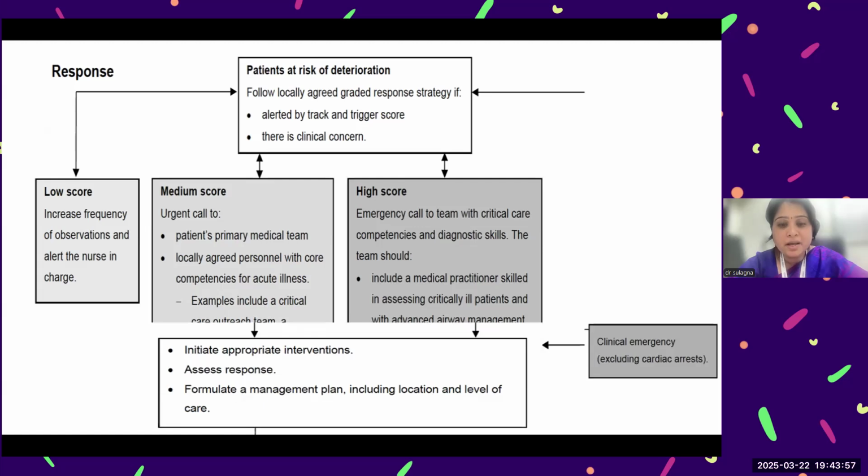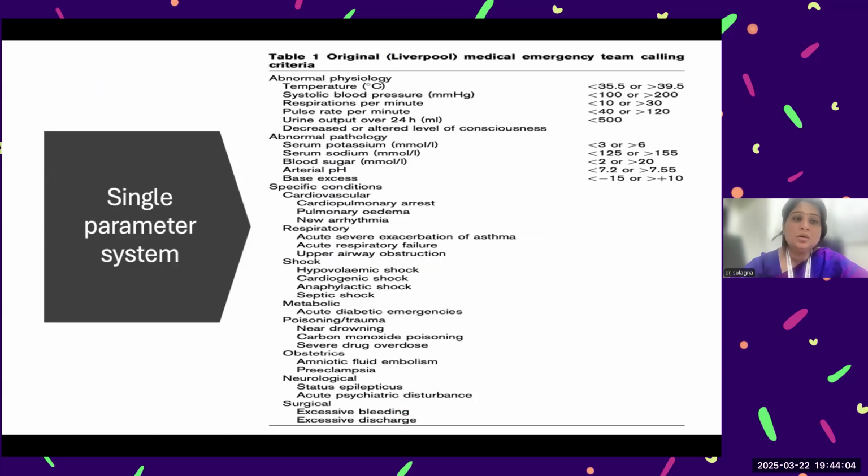And a management plan should be formulated, including the location and the level of care required. So one of the earliest single parameter systems that was used was the Liverpool Medical Emergency Team calling criteria.